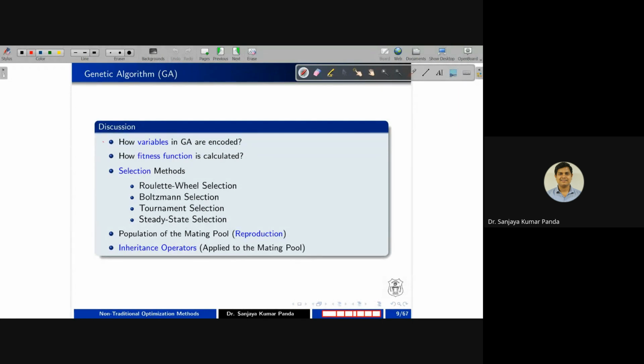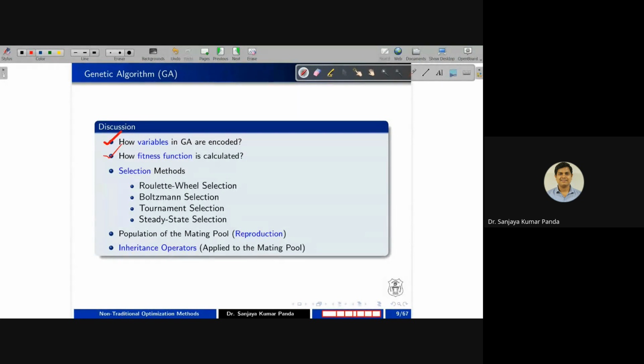So the first question arises: how are these variables in genetic algorithms encoded? The second question arises: how is the fitness function calculated? So till now, I told you two things. One is the objective function, and I told you encoding, but I have not told you the fitness function. Now there is again a difference you should know: what is the difference between a fitness function and an objective function? And is it possible that the fitness function is the same as the objective function, right? That we'll discuss in the subsequent slide.